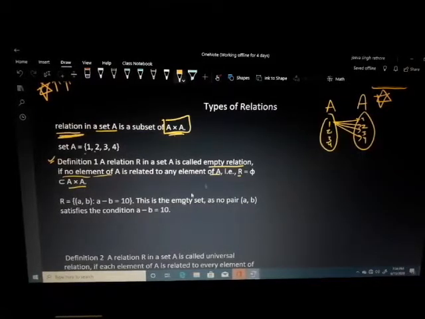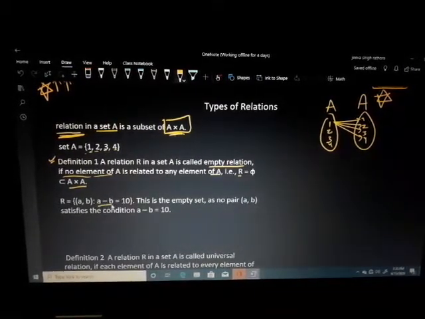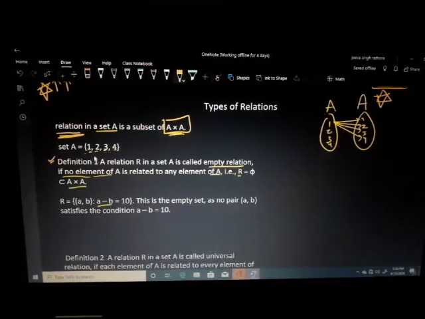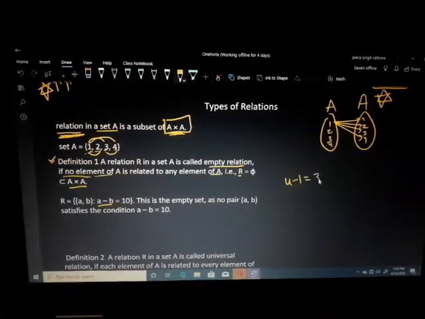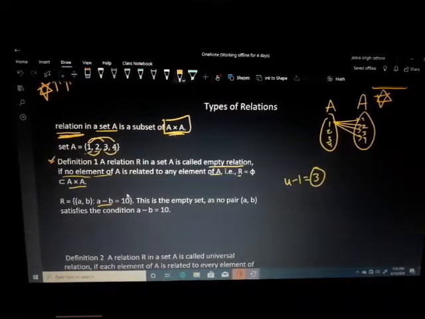For example, there are two sets. I am writing a relation where the difference A minus B equals 10. All the elements in the set are 1, 2, 3, 4. If we want to find the difference A minus B, what can the differences be? The difference of 2 and 3 is 1, of 3 and 4 is 1, of 1 and 3 is 2, of 1 and 4 is 3. So the maximum difference possible is 4 minus 1, that is equal to 3. A difference of 10 is not possible.